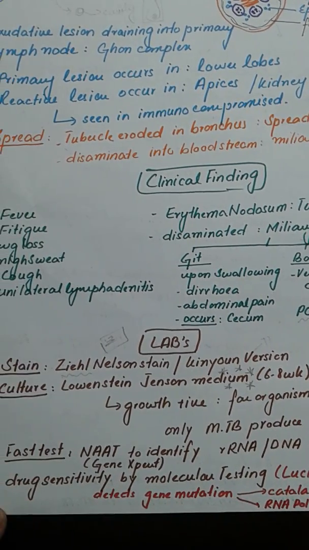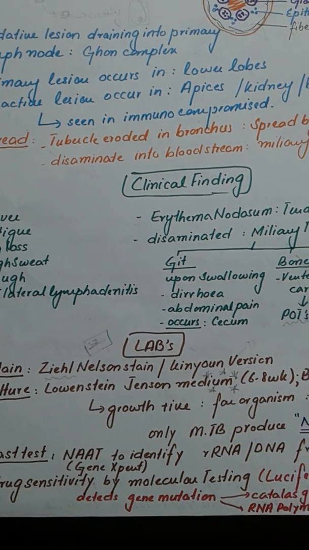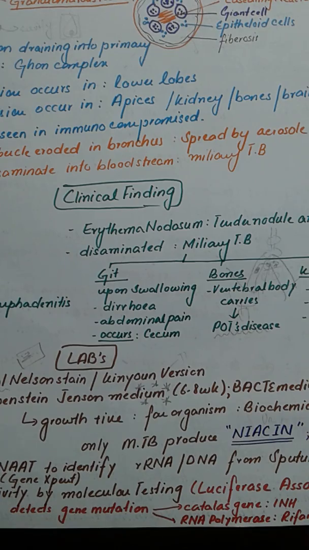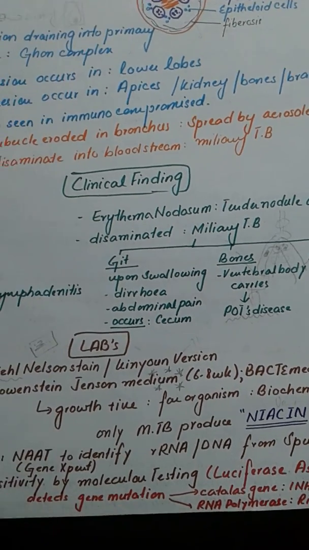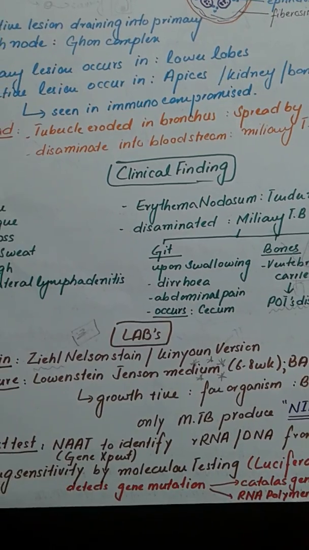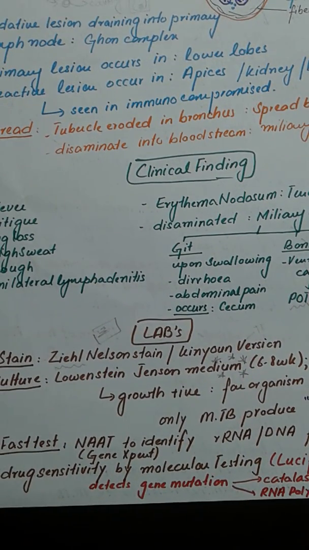So we do a lot of rapid tests, which are known as the NAT test or GeneXpert test, in order to quickly identify ribosomal RNA, DNA from the sputum, and by this we can give the patient adequate treatment in time. Now the other thing is that we also need to know, because with time there is a lot of resistance created. It can be multi-drug resistant or even XDR.